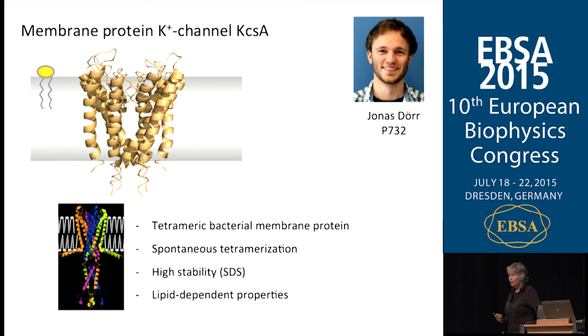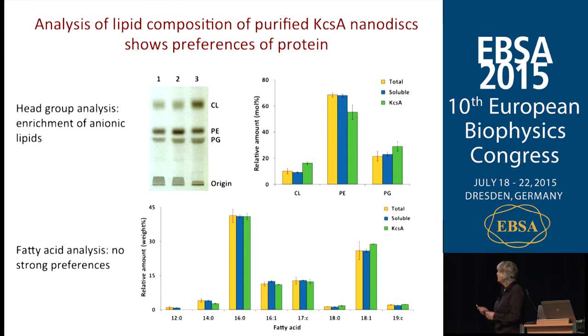Now, what can you do with those purified KtrAB nanodiscs? Well, remember, they retain the native environment, so you can biochemically analyze them. And that's one of the things that Jonas did. He looked at the head groups of these nanodiscs and compared them with the total lipids in the bacteria and the total solubilized lipids, and these are the ones in the nanodiscs. What he saw is that in the nanodiscs with KtrAB, there was an enrichment of cardiolipin and PG, and these are the negatively charged lipids. So that was nicely fitting with what is known already, that KtrAB has a preference for anionic lipids.